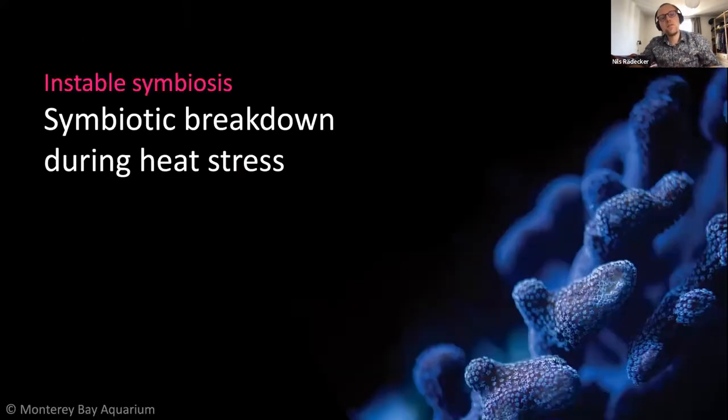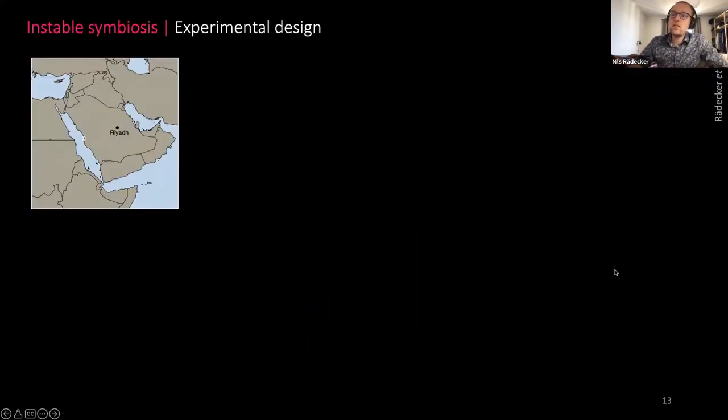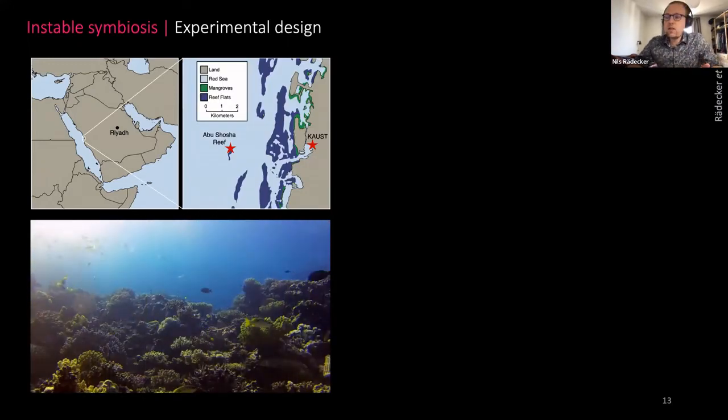And so this is where we get to the second part, now the destabilization of the symbiosis in terms of heat stress. And for this, we actually switched to corals now. So we used the coral Stylophora pistillata, and we did that during my PhD in Saudi Arabia at KAUST University, where thanks to my colleague, we know the local reefs really well.